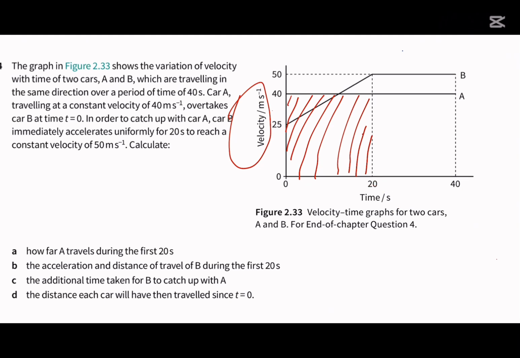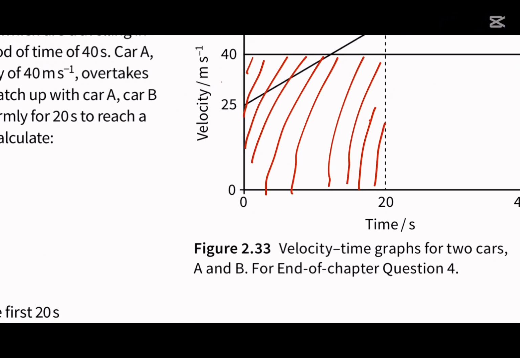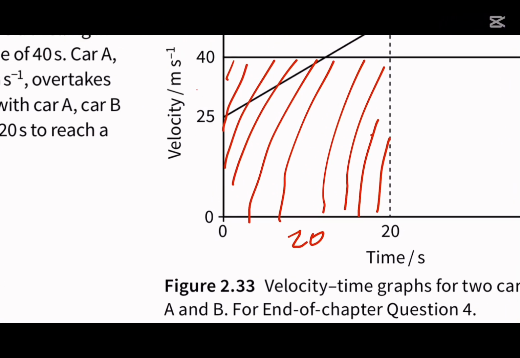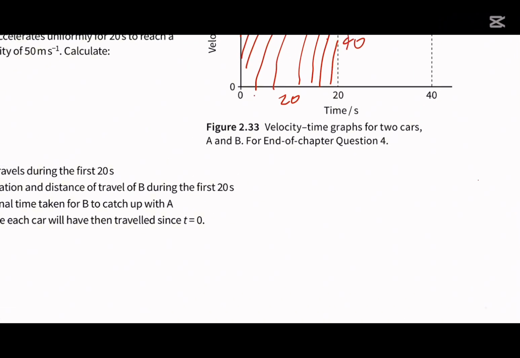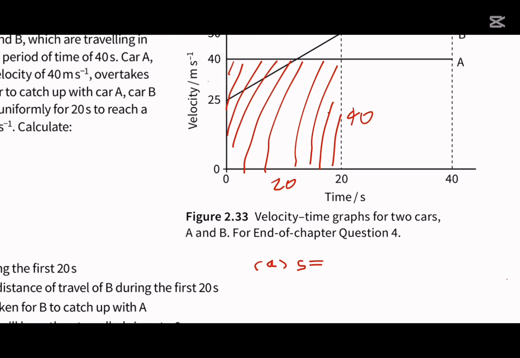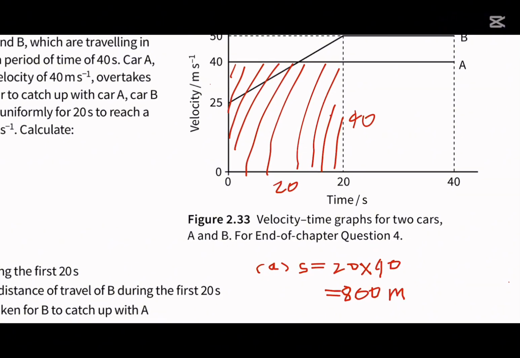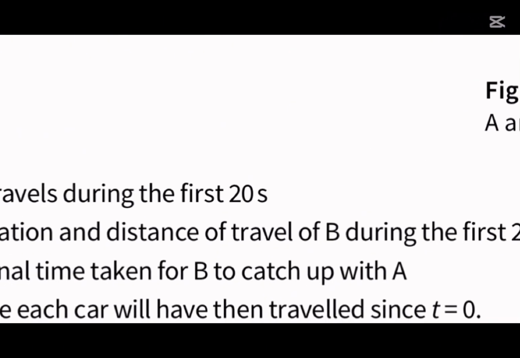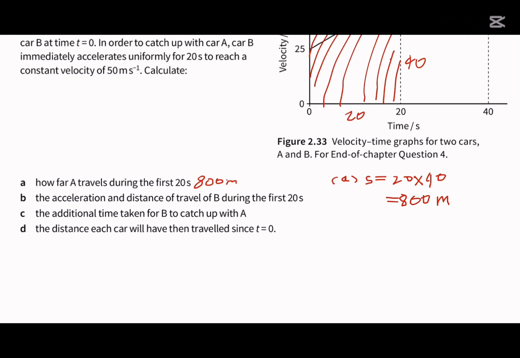So let's do that. We find the area of this. This is 20 and this is 40, so just multiply both. For part A, I'll just say S equals 20 times 40, which is 800 meters. So car A will travel 800 meters in the first 20 seconds. Okay, let's go to part B.